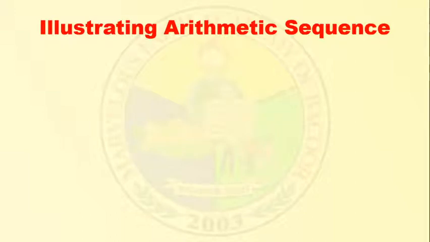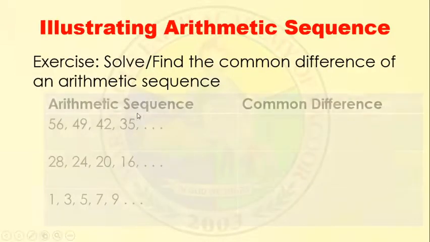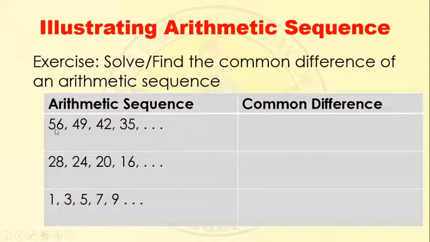Okay, so let's have an exercise. Find the common difference of an arithmetic sequence. We have the sequences 56, 49, 42, 35; 28, 24, 20, 16; and 1, 3, 5, 7, 9. What is the common difference of the three sequences? Ano po ang common difference ng tatlong sequence natin?